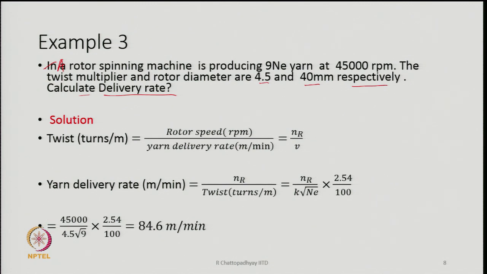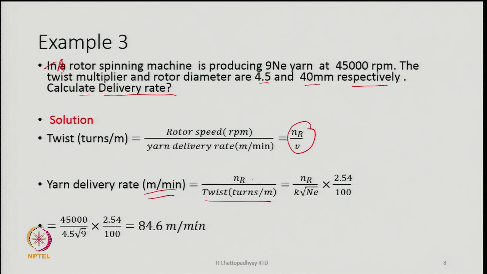Now, sometimes we may need to know what the delivery rate is. So, delivery rate, twist and rotor speed are interrelated as shown in this. Twist is Nr by V, where V is the delivery rate. So, we have to make use of this formula. So, delivery rate V will be Nr by twist, and twist in terms of meter, because if we know delivery rate in meters per minute, then I have to know the twist also in terms of turns per meter.